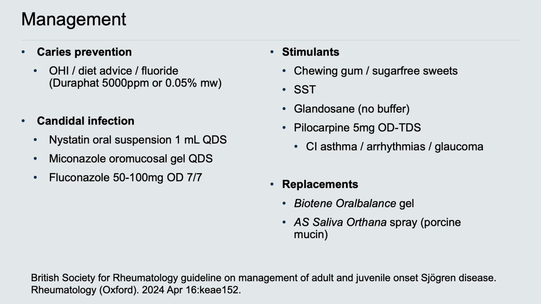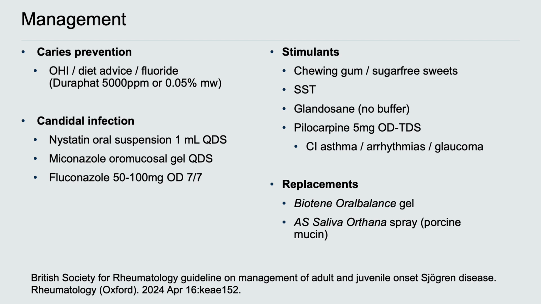Saliva-stimulating agents include sugar-free gum and sugar-free sweets, saliva-stimulating tablets, Glandosane spray, and pilocarpine. Pilocarpine works on the muscarinic acetylcholine receptors M1 and M3 present in the salivary glands, and this leads to increased secretory function. However, it is contraindicated in patients with asthma, arrhythmias, and glaucoma, and there are lots of intolerable side effects reported by patients, so that limits its use.